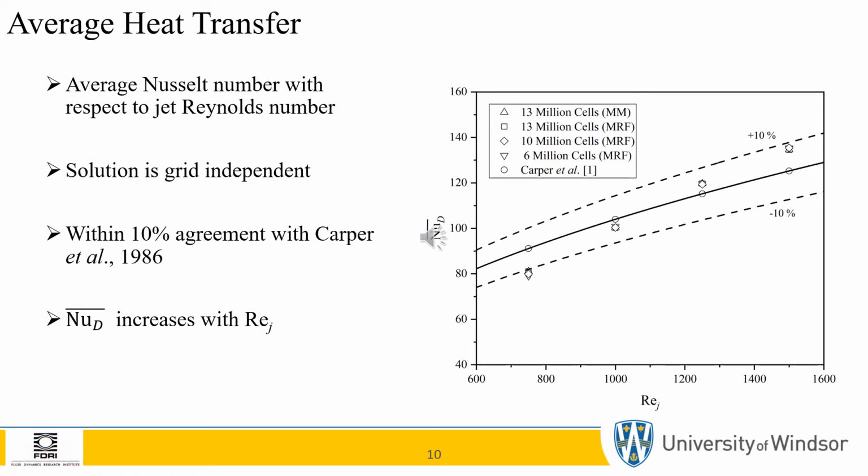The figure shown here shows the average Nusselt number with respect to the jet Reynolds number for different grid resolutions using the moving reference frame approach. The solution can be said to be grid independent as shown, due to the less than 1% change from using 10 million cells compared to 13 million cells.